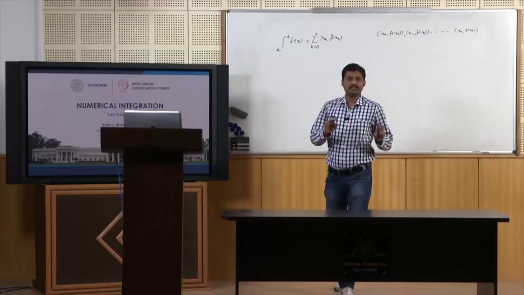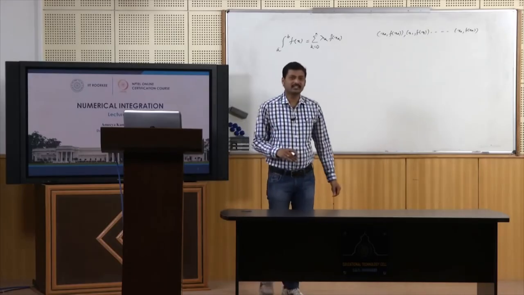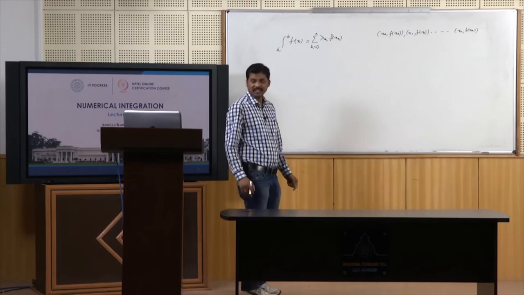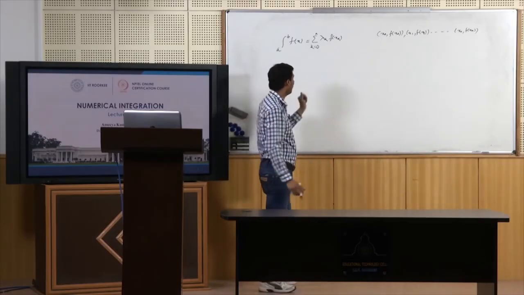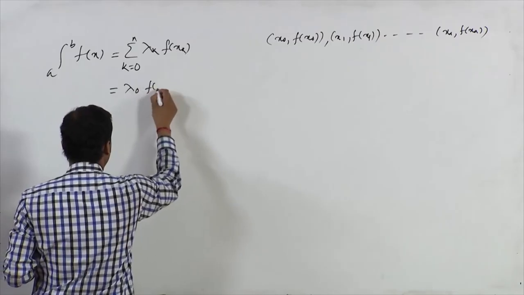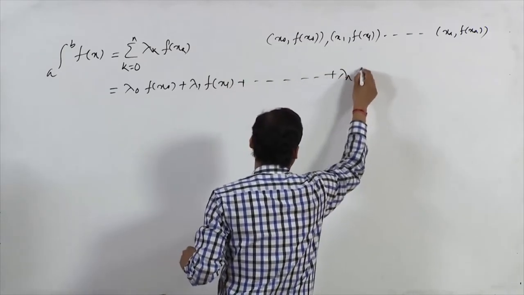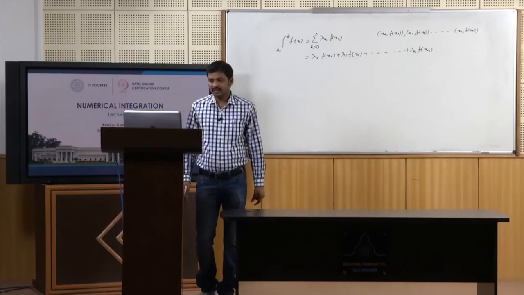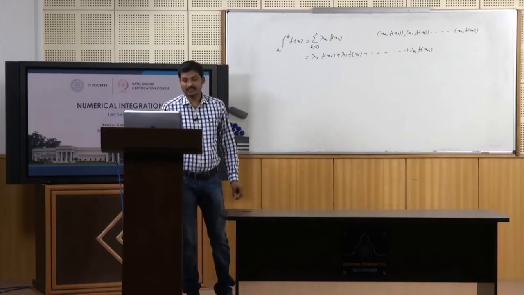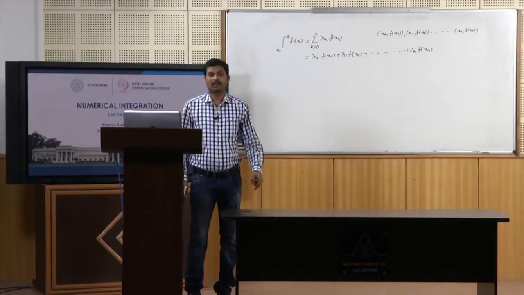So, if the set of tabular values is known to us, then we can implement this quadrature formula to evaluate this integration by using the tabular values. If we expand this formula, which is the linear combination of the functional values at different tabular points, we can write it as lambda 0 f of x 0 plus lambda 1 f of x 1 plus up to lambda n f of x n. These tabulated points x k are called abscissas, and the f of x k are called ordinates, and the lambda k are called weights for this integration. This complete expression is called the quadrature formula.